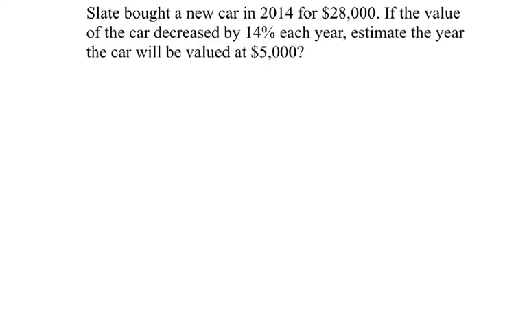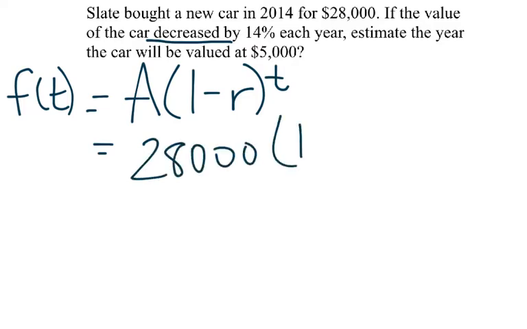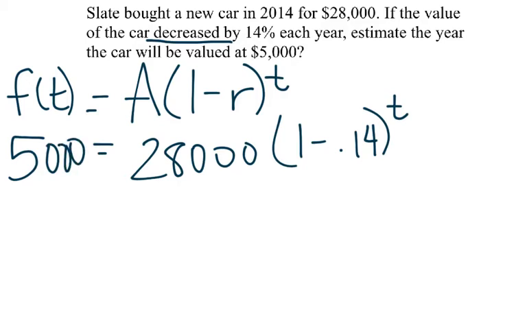Alright. So notice this one is talking about decreasing in value, and we're not talking about compound interest. So this one is going to be, oh, let me erase that, sorry. This is going to be exponential decay, which is the time that you do the 1 minus r. Okay, so I paid $28,000. My rate was 14%, so 0.14. And I don't know my time, but I'm trying to figure out when it would be 5,000.